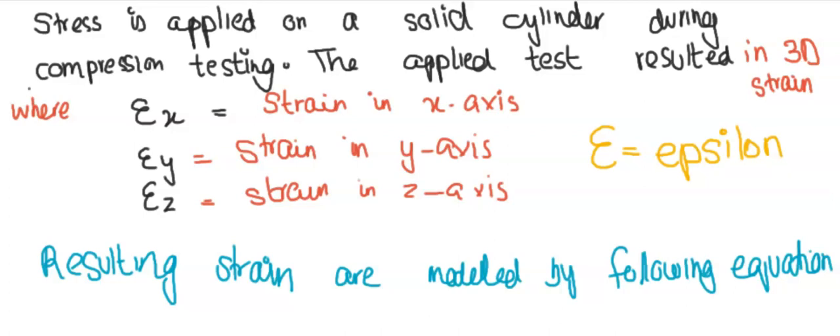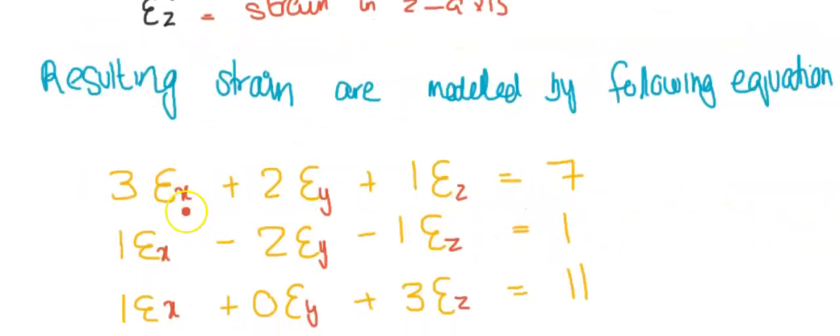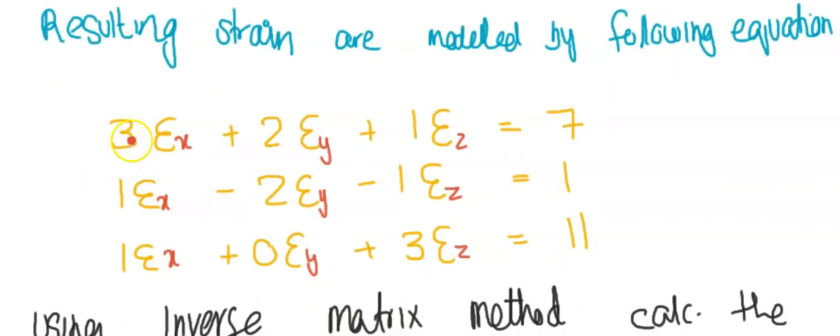Okay, for example, if we got a question where a stress is applied on a solid cylinder during compression testing, the applied stress resulted in a 3D strain where epsilon x is strain in x direction, epsilon y strain in y, epsilon z strain in z direction. That symbol is known as epsilon. Resulting strain is modeled by the following equation.